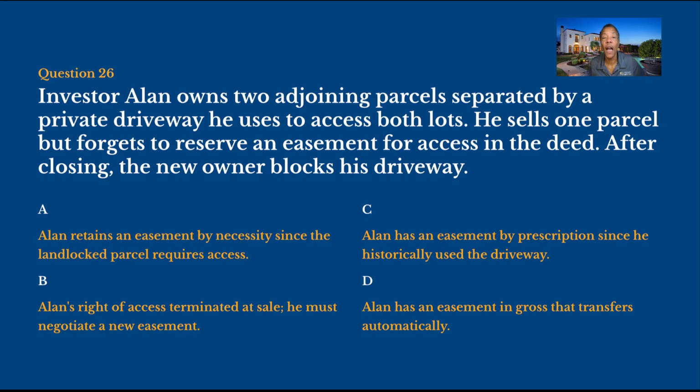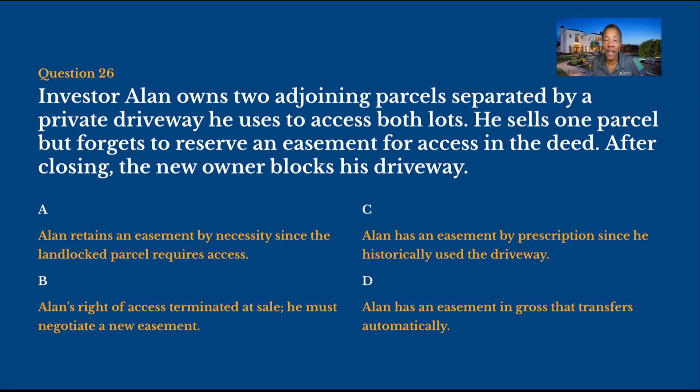26. Investor Allen owns 2 adjoining parcels separated by a private driveway he uses to access both lots. He sells one parcel, but he forgets to reserve an easement for access in the deed. After closing, the new owner blocks his driveway. All right? Please make sure you understand what is going on. He owns 2 lots. He sells one, and then he's like, oops, I can't get to my lot anymore. All right? What happens?